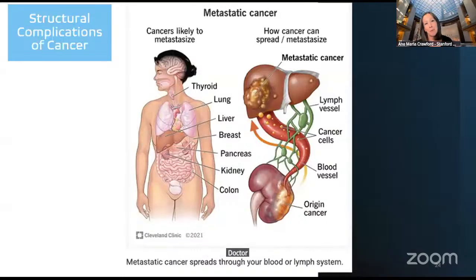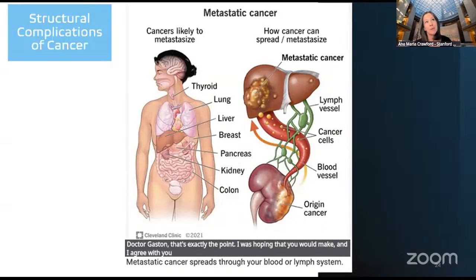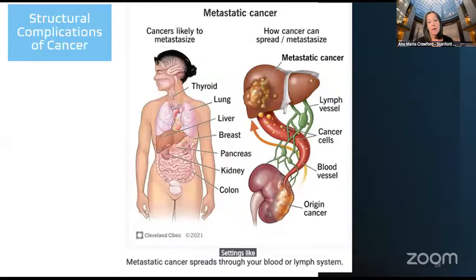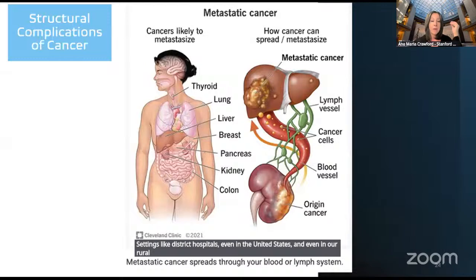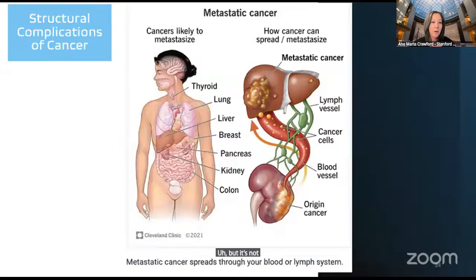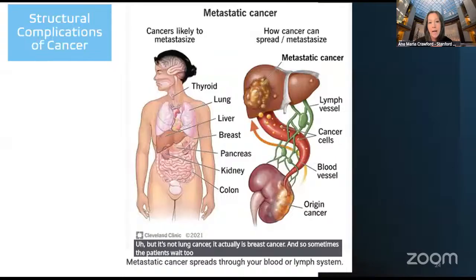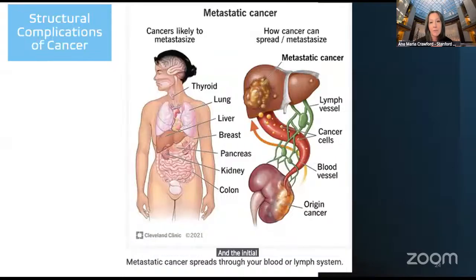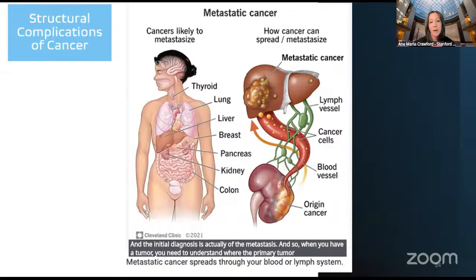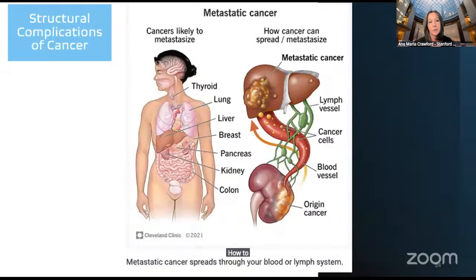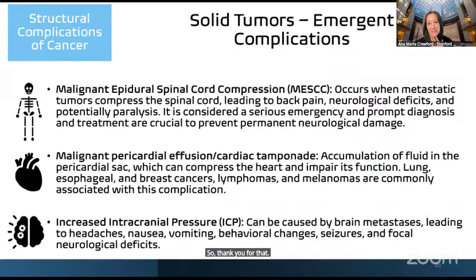Dr. Gaston, that's exactly the point I was hoping that you would make, and I agree with you. I don't think it's exclusive to resource constrained settings like district hospitals. Even in the United States, in our rural hospitals, and even at Stanford, you may have a patient who comes in with cancer in their lung, but it's not lung cancer, it's actually breast cancer. Sometimes patients wait too long, and the initial diagnosis is actually of the metastasis. When you have a tumor, you need to understand where the primary tumor is, because that helps us determine how to treat it and if it's treatable. Once you have widely metastatic disease, the treatment efficacy really goes down. So you want to catch cancer early. Thank you for that.